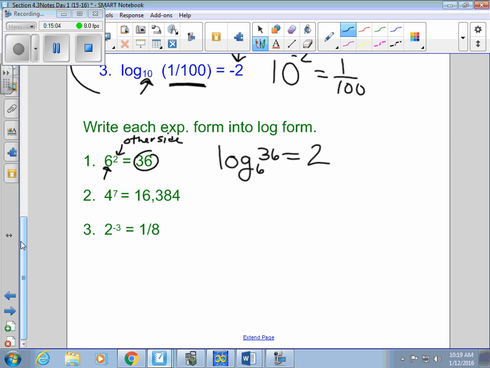The next one. 4 to the 7th equals 16,384. We're going to write it in log form. So write the word log.